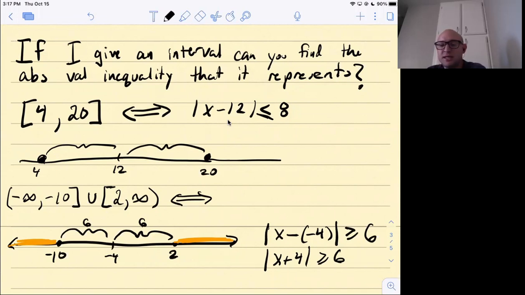I wouldn't even say you're solving any math. You're just literally going from one way of talking about something to another. We're translating different ways of talking about the same thing: English, absolute value inequality, picture, and interval notation. So four different ways of talking about the same thing. That's all we're doing.